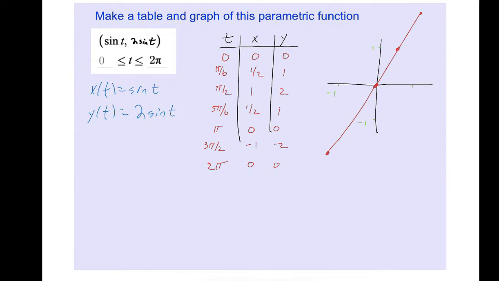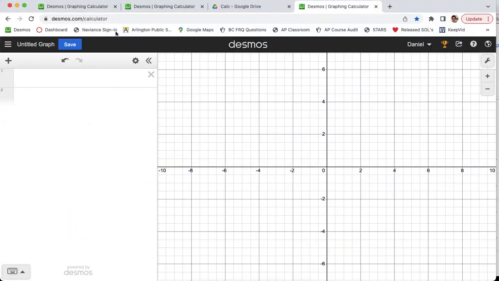As the time keeps increasing, we'll just keep repeating this pattern over and over again because both the x and the y are sine functions. So they are periodic. If we take a quick look at what this looks like on Desmos, we can start by making a table of values again. I'll call this T1, and the sine of T1, and the y value is 2 times the sine of T1.